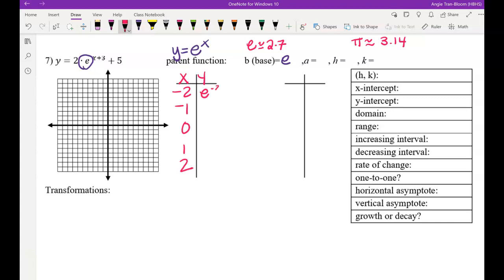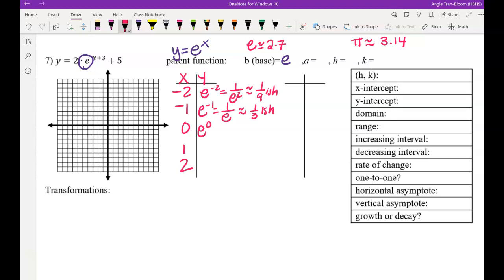So e to the -2 equals 1 over e squared. Now e, guys, is about 2.7, which is about 3-ish. So right now leave it as 1 over e squared, but when you plot it, it's about 1 over 9-ish, okay? So a dot in between 0 and 1, closer to 0, is perfectly okay. e to the -1 equals 1 over e. When you plot this, plot it around 1/3-ish, okay?